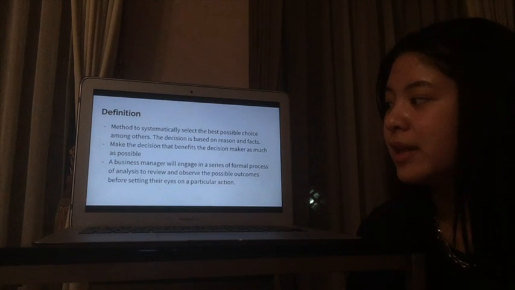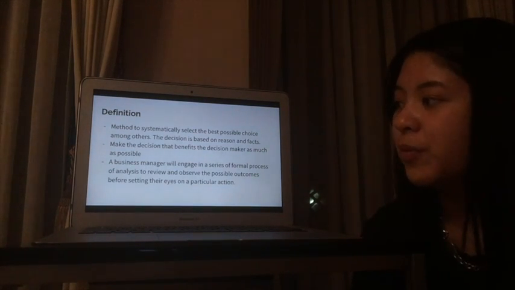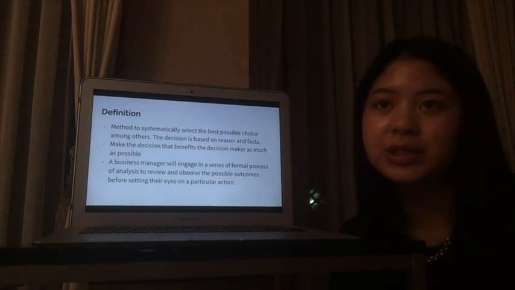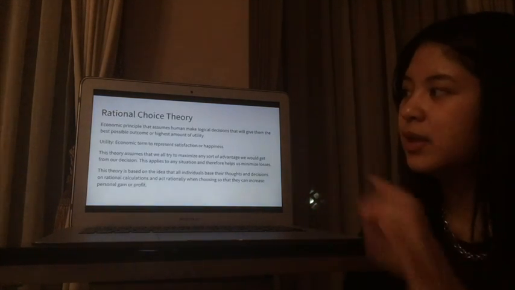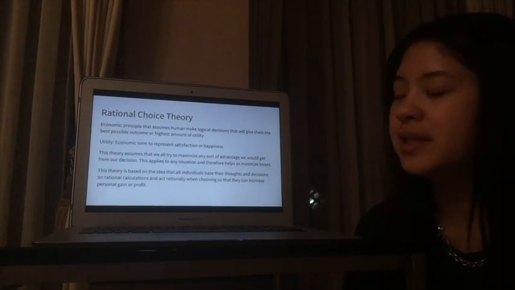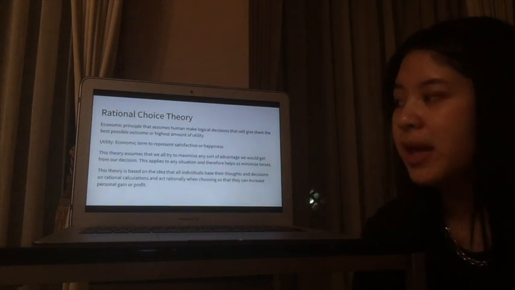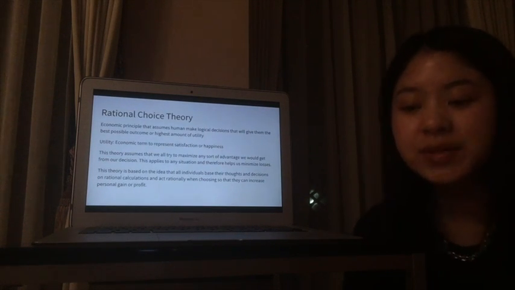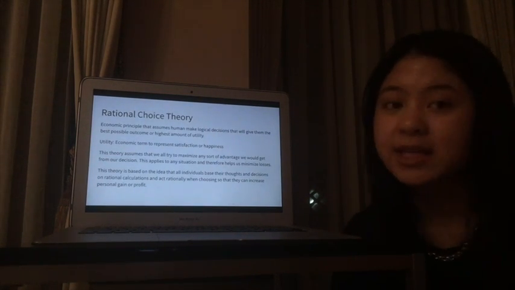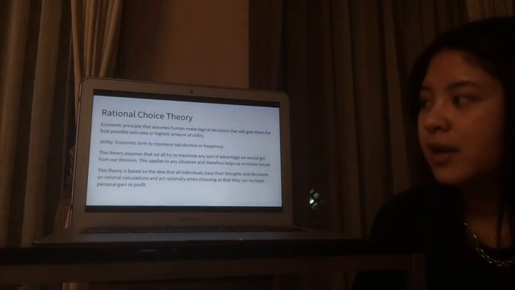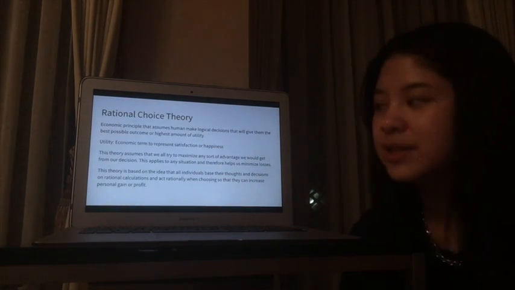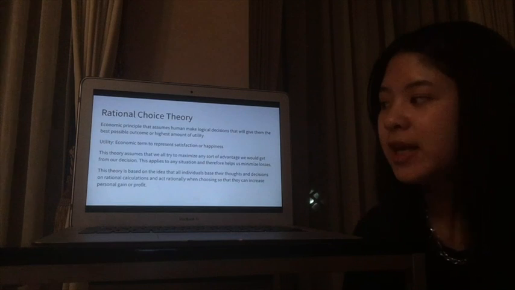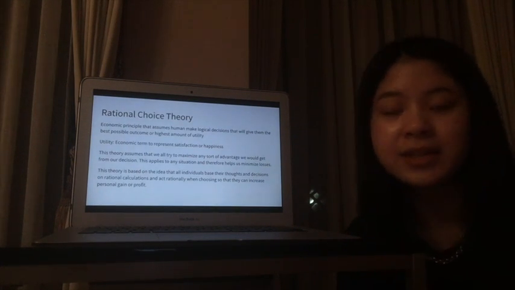Basically, a business manager will engage in a formal process of analysis to review and observe the possible outcomes before setting their eyes on their chosen choice. So, the rational choice theory is an economic principle that assumes humans make logical decisions that will give them the best possible outcome or highest amount of utility, and utility is an economic term that represents satisfaction or happiness of the consumer. This theory assumes that all of us individuals try to maximize any sort of advantage we would get from a chosen decision, and this applies to any situation and therefore helps us minimize the losses.